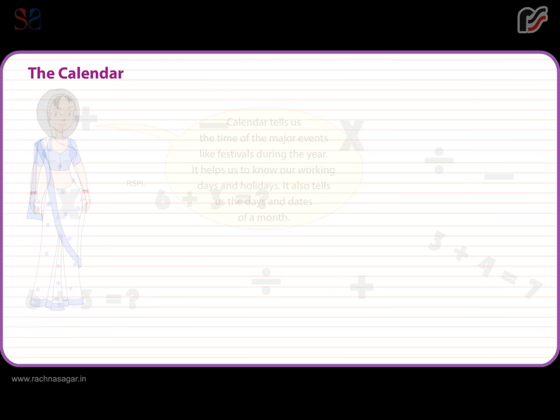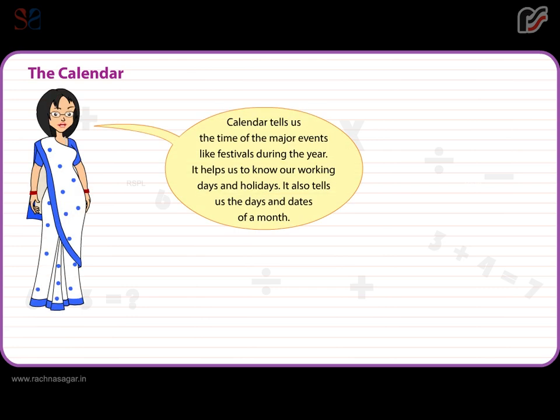The calendar. Calendar tells us the time of the major events like festivals during the year. It helps us to know our working days and holidays. It also tells us the days and dates of a month.